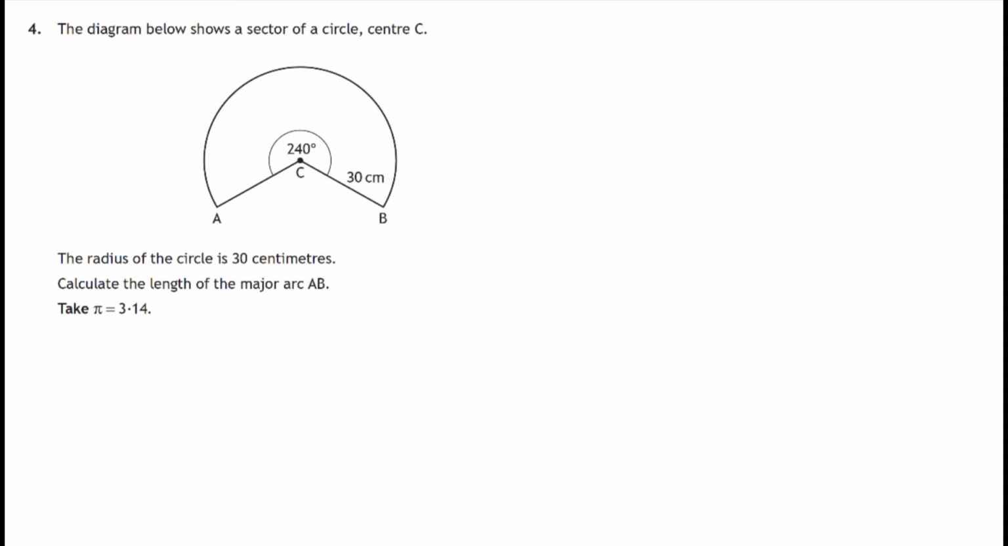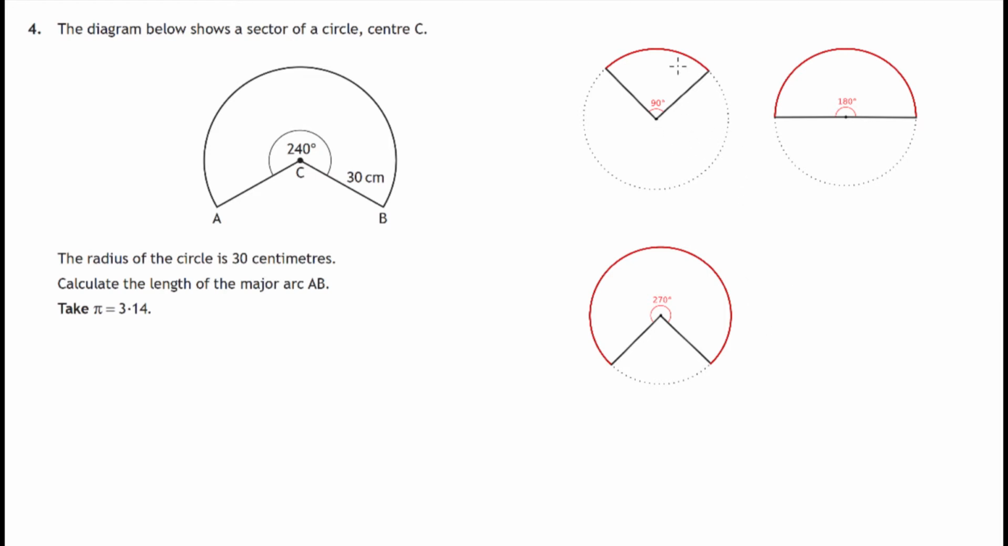Now, I think to make sense of this question, let's look at a few simpler situations. Here's 3 of them. In this first one, we have this red minor arc with a 90-degree angle at the centre, and you're well aware that this is 1/4 of the circle, 1/4 of the circumference. In this case, we've got a semicircle in red, and you're aware that that's 1/2 of the circumference of the circle. In this case, you have 3/4 of the circumference of the circle shown in red. This is a major arc, similar to this major arc.